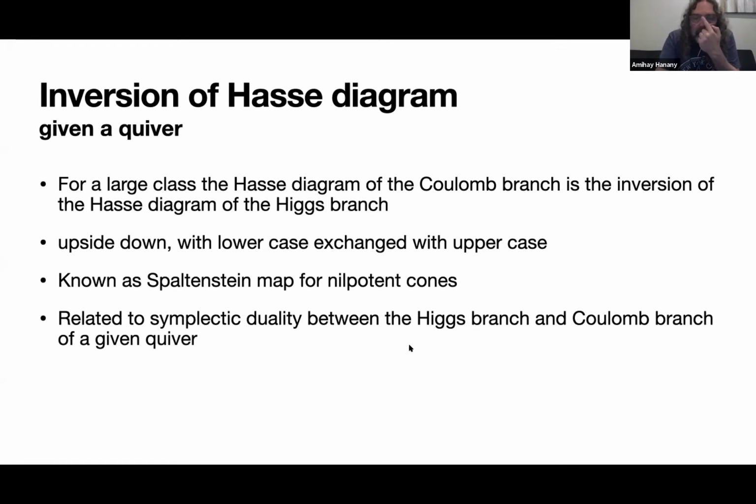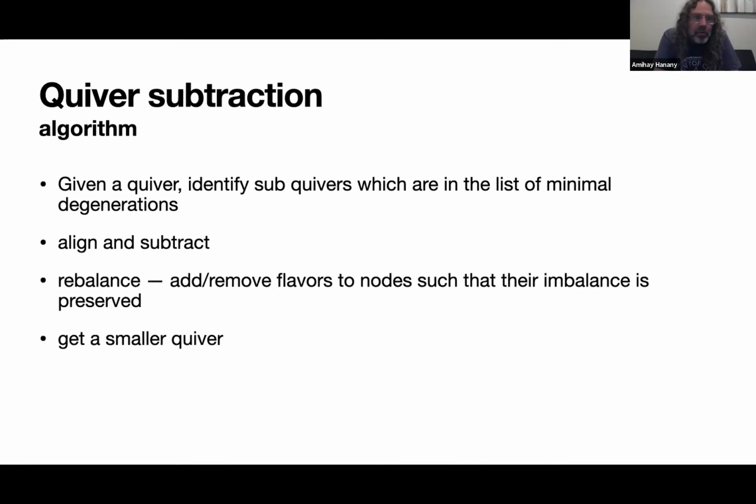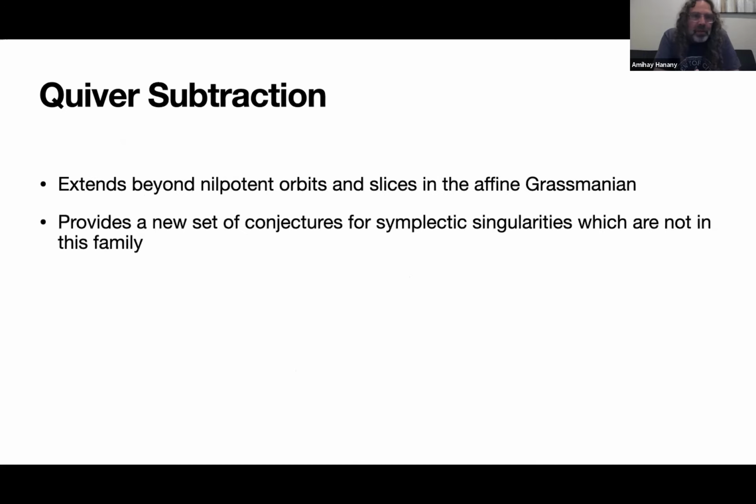to cases where we have either slices in the affine Grassmannian, which Antoine Bourget will talk about in this meeting, or to cases where it is neither nilpotent cones nor slices in the affine Grassmannian. So I will not have time to talk about the quiver subtraction. I believe we are past the time, so let's just... So there is some algorithm for the quiver subtraction.